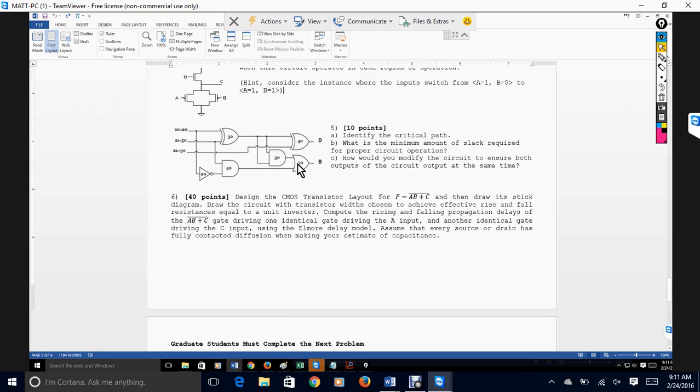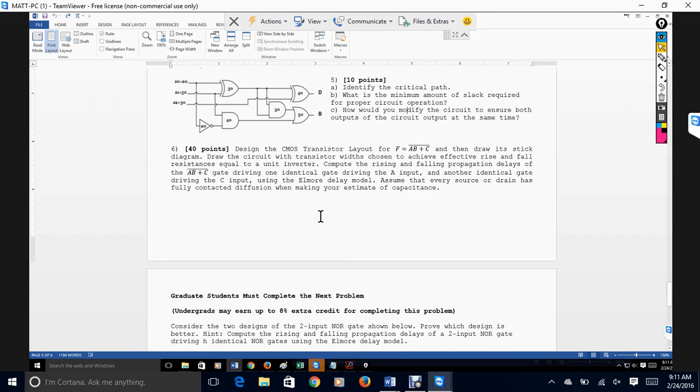This one, identify the critical path. What's the minimum amount of slack, and how would you modify the circuit operation? And number 6, design the CMOS transistor for F equals not (A, B, or C). Then draw a stick diagram. Draw the circuit with transistor widths to achieve effective rise and fall resistance equal to the unit inverter. Compute the rising and falling propagation delays.